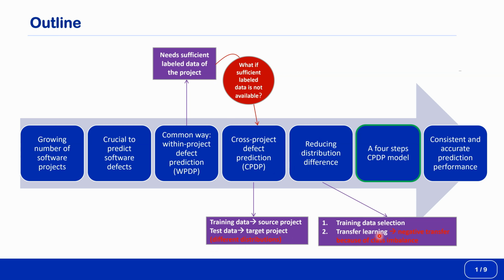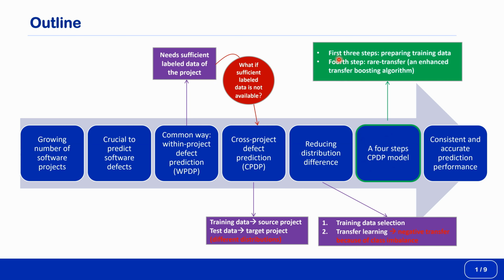Using transfer learning effectively reduces distribution differences in recent CPDP models, yet none of them have taken into account the possibility that negative transfer may occur as a result of the imbalanced nature of defect data. In this paper, a 4-step model is proposed, of which 3 steps are dedicated to preparing the training data and their initial weights for use on the 4th step. The 4th step involves an enhanced version of the transfer boosting algorithm.